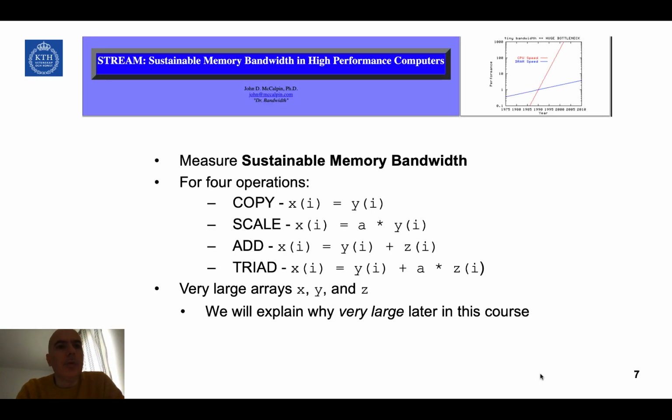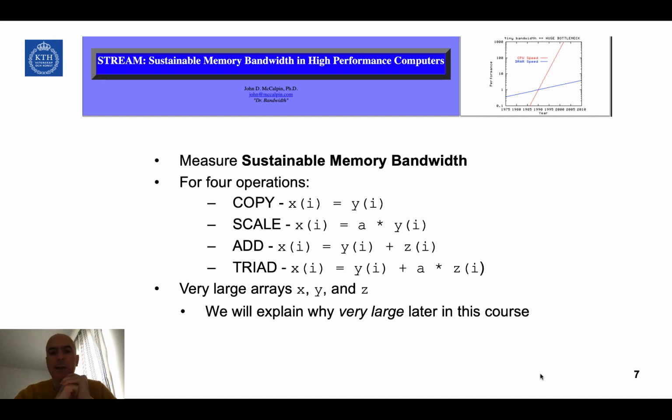So let's move to Stream. Stream is an extremely important benchmark that is used to measure sustainable memory bandwidth. We will use the Stream benchmark more and more in the course, starting from the next lecture. What it does is basically measure how fast data transfers are, and it measures sustainable memory bandwidth. It comprises 4 operations or kernels. So that means that we can measure the performance of 4 operations.